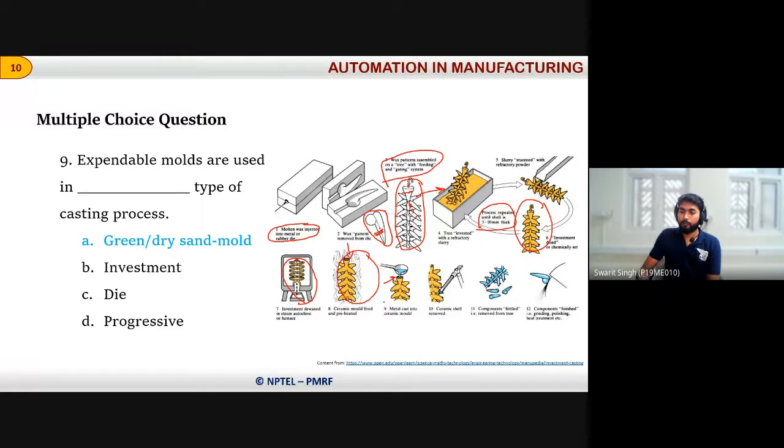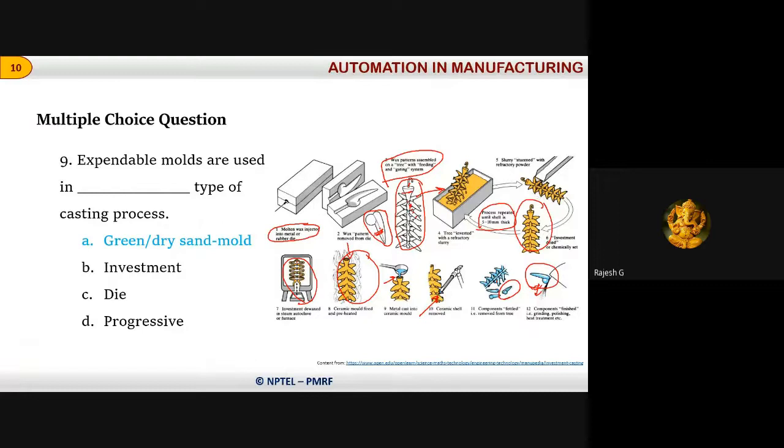In that hollow cavity, we pour the molten metal. Once the metal is solidified, we break the ceramic shell, and then we get the component, and then we apply some final processing or polishing operation to get the final product. So hope you all now know what investment casting is and what its purpose is.